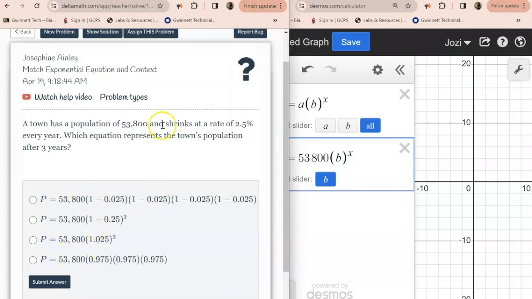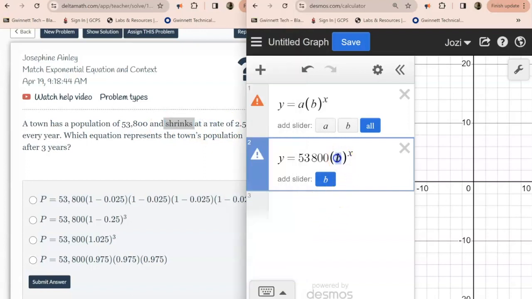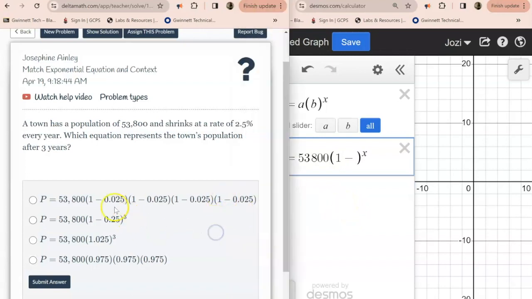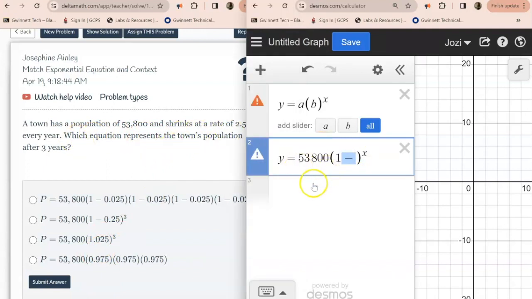All right, keep moving. Shrinks. What does that mean, shrink? Decay, which means in B, I should see what? One minus something, right? So which one has one minus something? That has that one minus something. Maybe these do after you subtract. I don't know. So maybe these do. And that's fine. All right, so one minus something at a rate of 2.5.